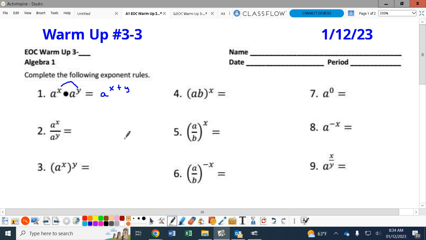Okay. On the next one, when you're dealing with division, what do you do with the exponents when you divide? Subtract them. So it's going to be a to the x minus y. Okay, next one. If you have power on power, what are you going to be doing? Multiplying. You're going to multiply those.